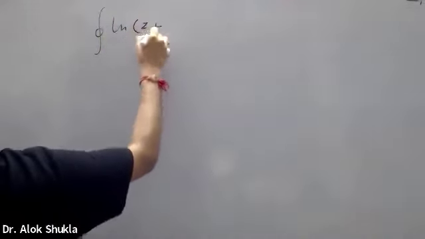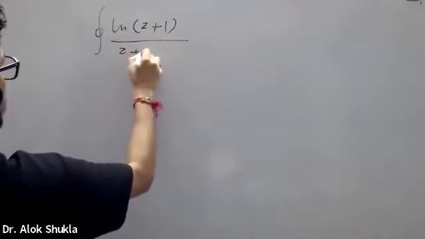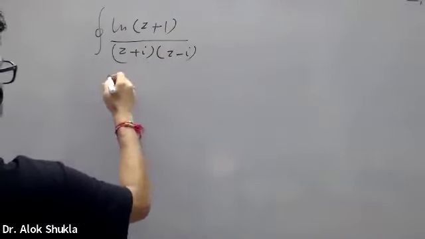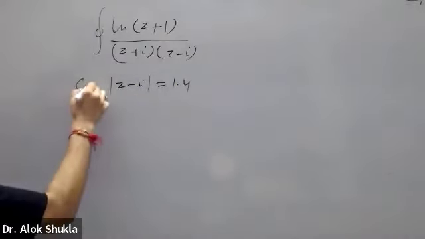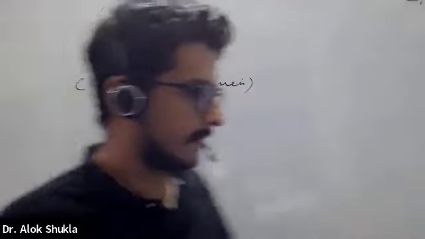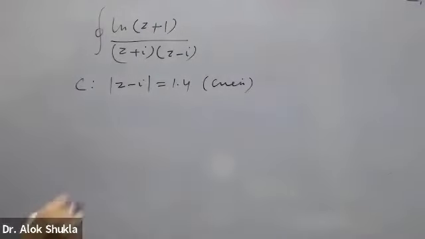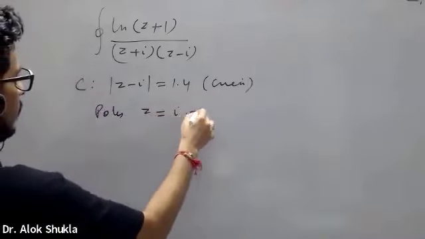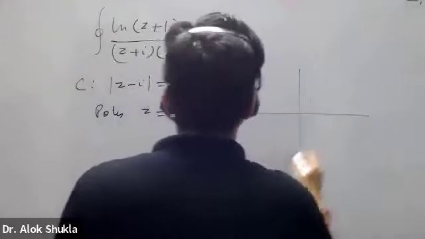So z plus 1 over z plus iota, z minus iota, and mod of z minus iota is 1.4. This is given. So let us do this question. What are the poles? Iota and minus iota, and let us draw the contour.